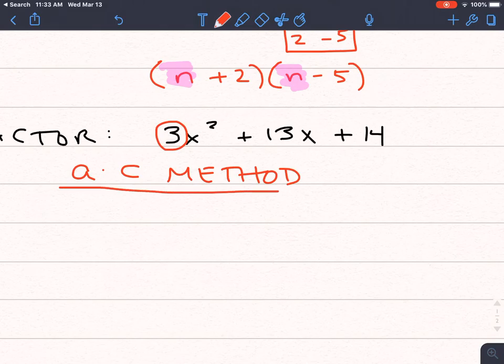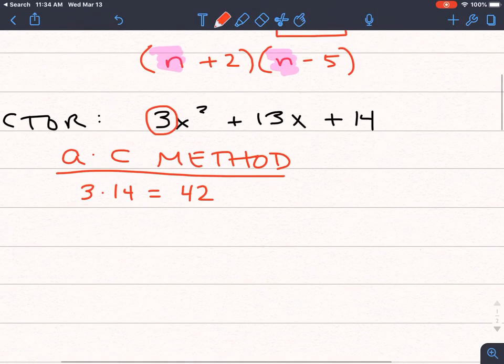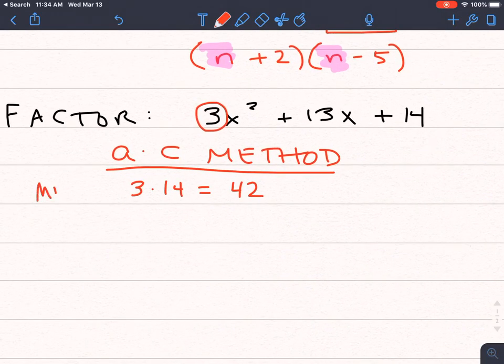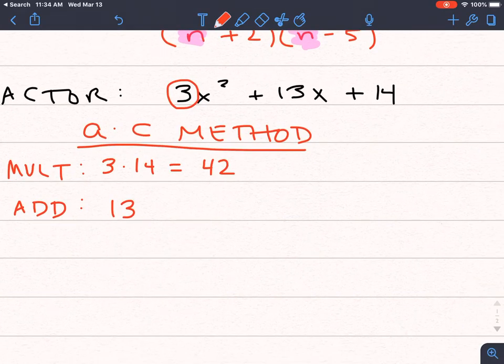How the a times c method works is that we're going to take our initial value, a, and we're going to multiply it by c. So in this case, 3 times 14 to give us a new number of 42. Now what that value of 42 tells us is we're going to look for two numbers that are still going to add up to that middle value of 13, but now multiply to give us 42. So we can try out all the factors of 42 and see which ones work for these numbers.